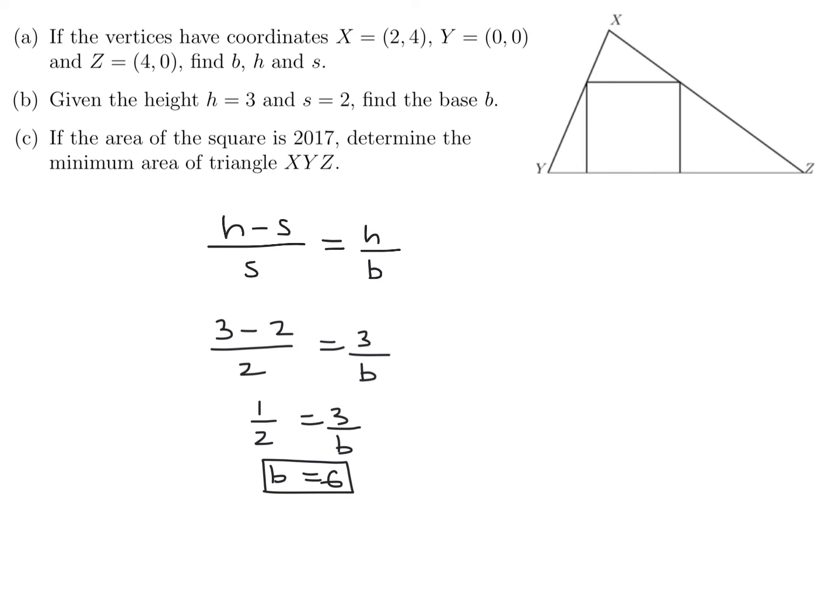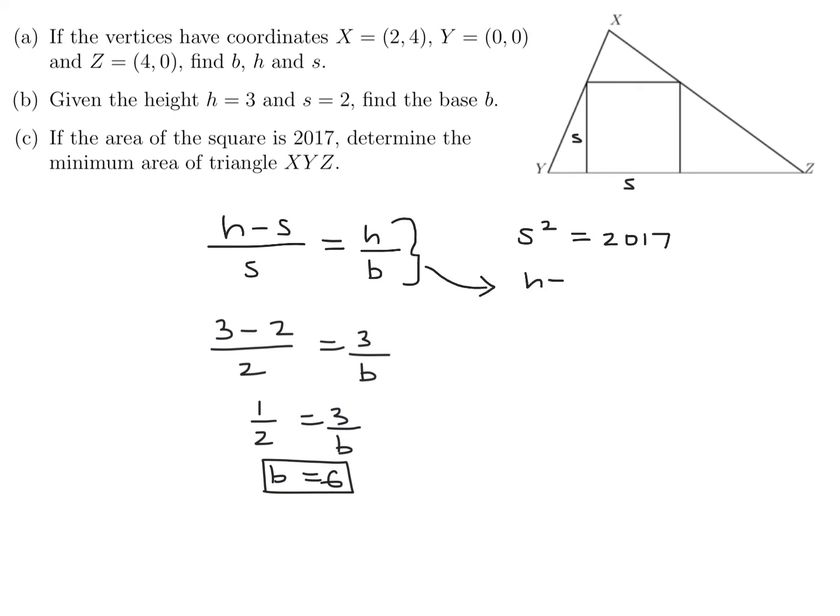Part C, if the area of the square is 2017, determine the minimum area of the triangle XYZ. So we had labeled the square as having side s, so they're saying that s squared is equal to 2017, right? The area of the square. Okay, so what we have to do is manipulate this formula and make it in terms of s. So s equals something, because this says that s squared equals 2017. So I think I can do that. I can bring this over.